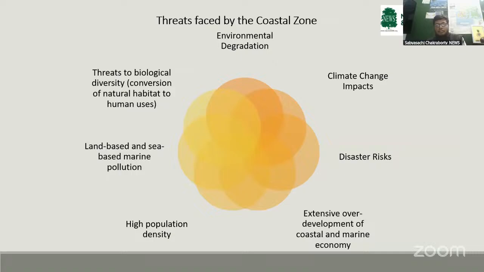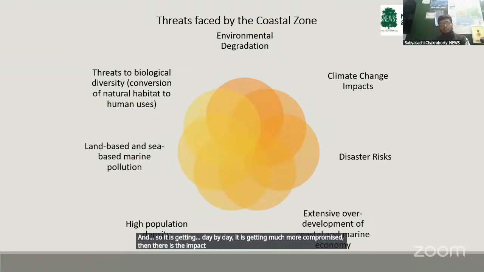So now, what are the threats faced by the coastal zone? One is environmental degradation. There is rapid deforestation of mangroves and destruction of coral reefs, and day by day it is getting much more compromised. Then there is the impact of climate change. The disaster risks have increased much more.